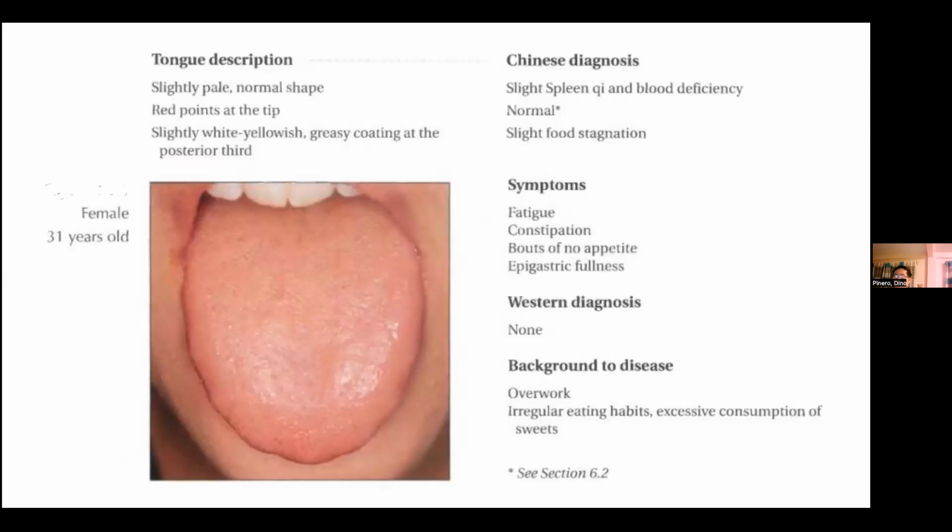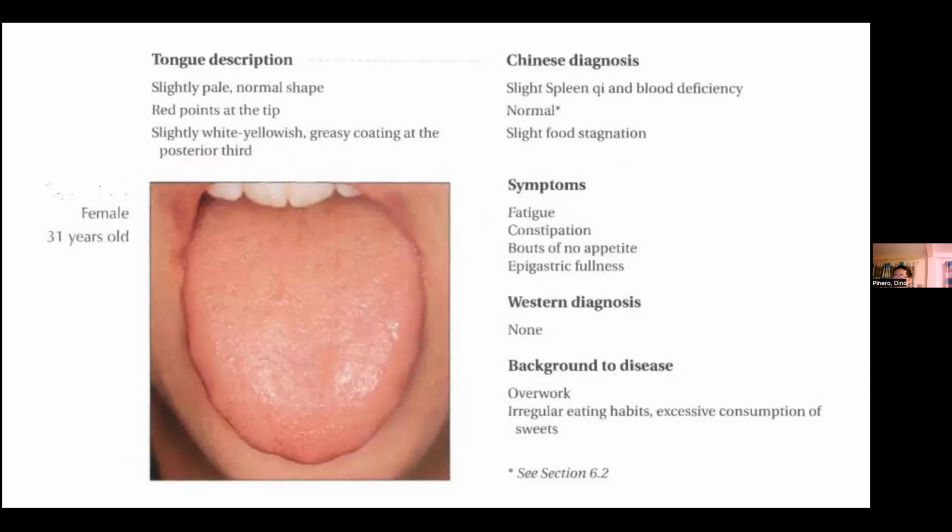Female, 31 years old. Ang tongue po niya is slightly pale with a normal shape, which indicates that there is a slight spleen qi and blood deficiency. We could also observe yung red points at the tip. So, tingnan po natin yung red points, which, sabi dito, is normal. Slightly white, yellowish, greasy coating at the posterior third. This indicates slight food stagnation.